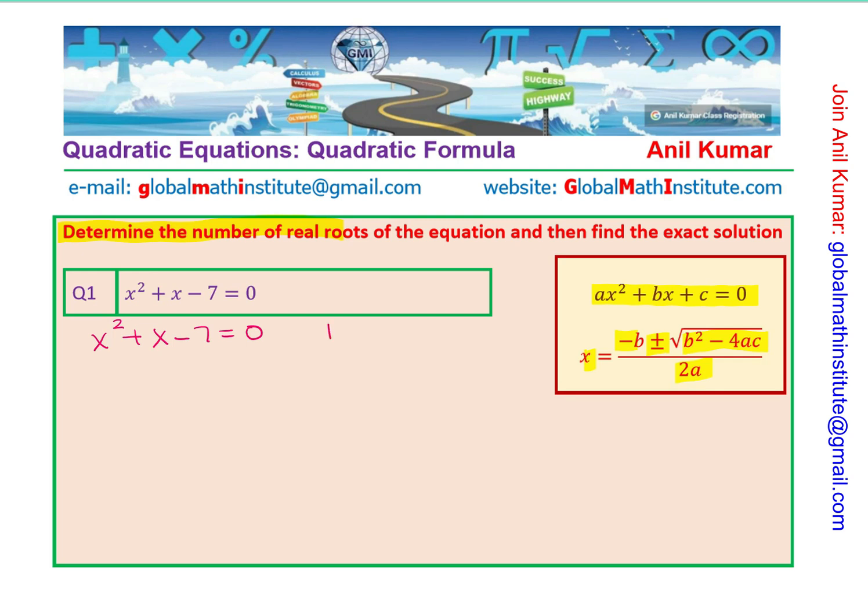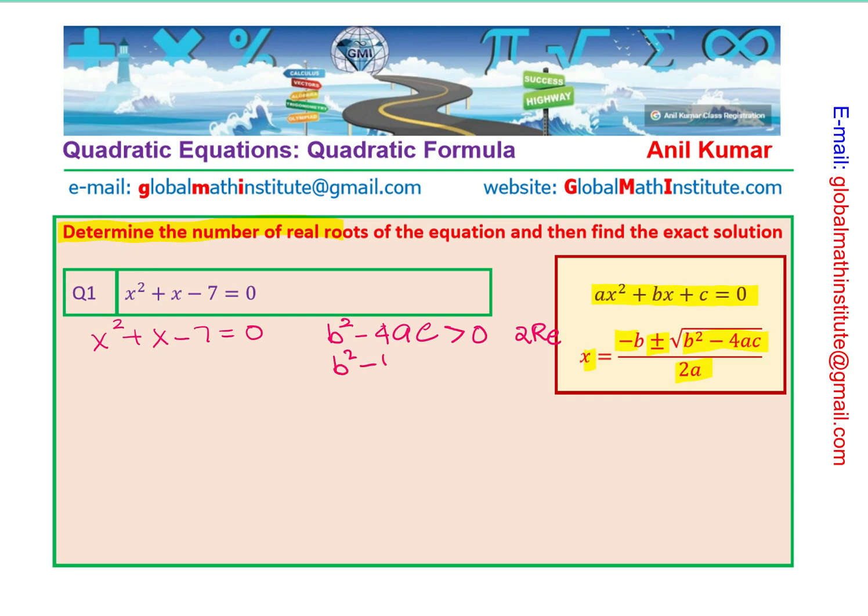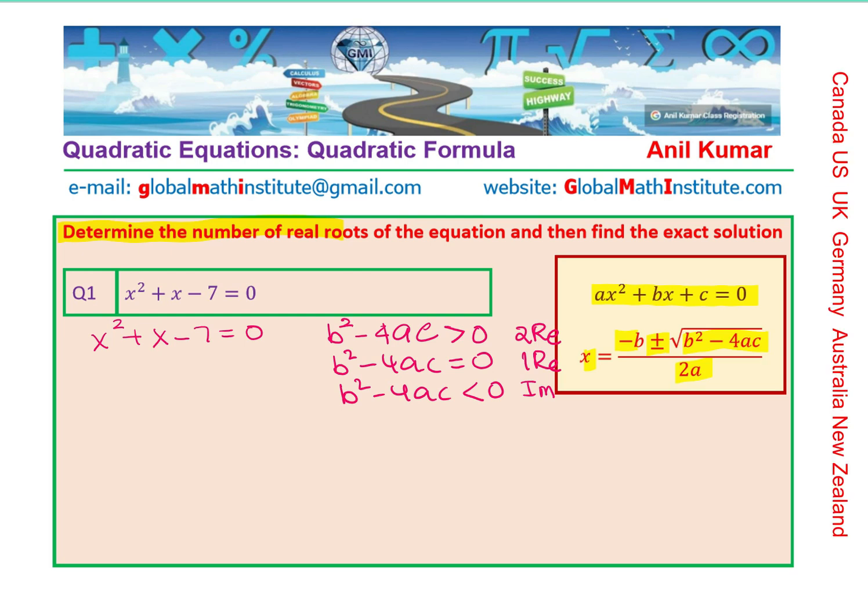We have to find the value of b squared minus 4ac. Now, if b squared minus 4ac is greater than 0, then we get two real roots. But if b squared minus 4ac is equal to 0, we have one real root. And if b squared minus 4ac is less than 0, then we have no real root. We actually get imaginary roots, which we are going to cover in the next playlist. Great. So let's find what b squared minus 4ac is.